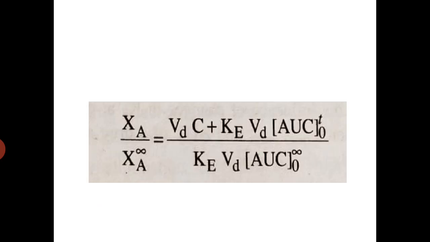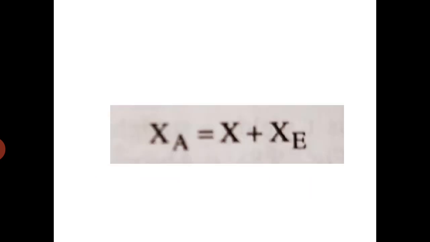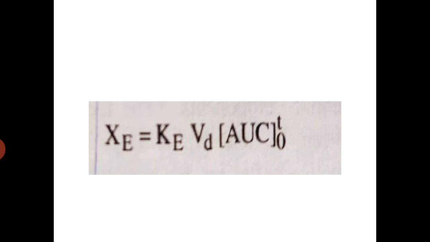I'll repeat it once again from the beginning. Just go through. In the first equation, Xa is equal to X plus Xe, that is amount of drug absorbed. Xa is equal to what is present plus what is eliminated. X is equal to VdC, Xe is equal to Ke Vd into AUC 0 to T, and Xa is equal to VdC plus Ke Vd into AUC 0 to T, that is amount of drug absorbed till time T.